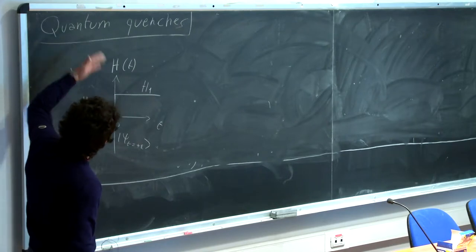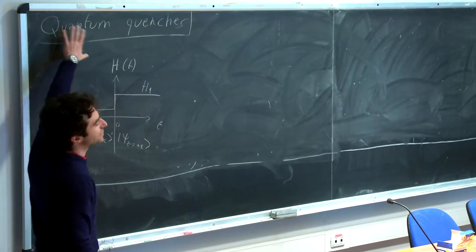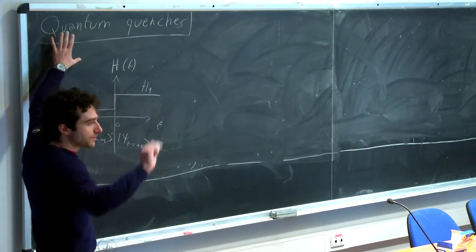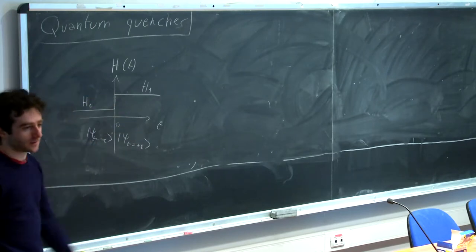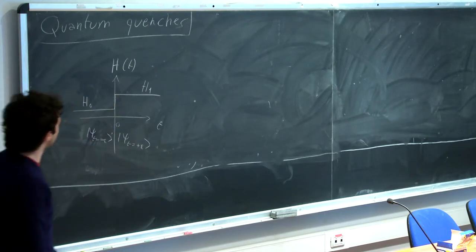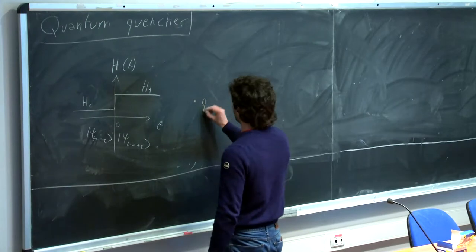And this is what we now call quench dynamics. We quench a parameter of the Hamiltonian. We change the parameter of the Hamiltonian suddenly. This is quantum quench.